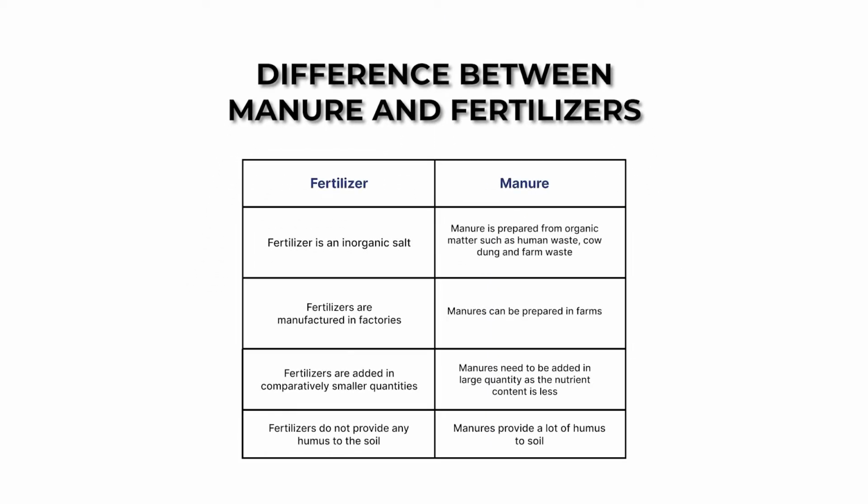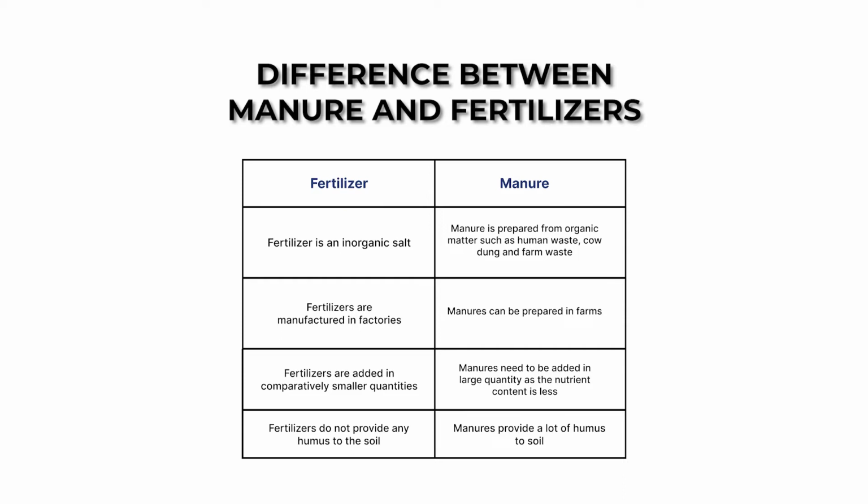Now let's understand the difference between manure and fertilizers. See the table that is given on your screen. Now fertilizer is an inorganic salt, whereas manure is prepared from organic matter such as human waste, cow dung and farm waste. Fertilizers are manufactured in factories, whereas manures can be prepared in farms.